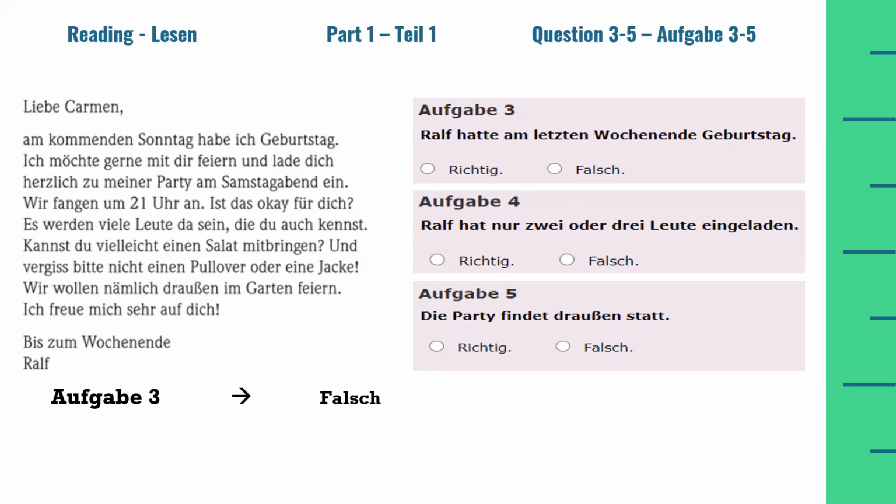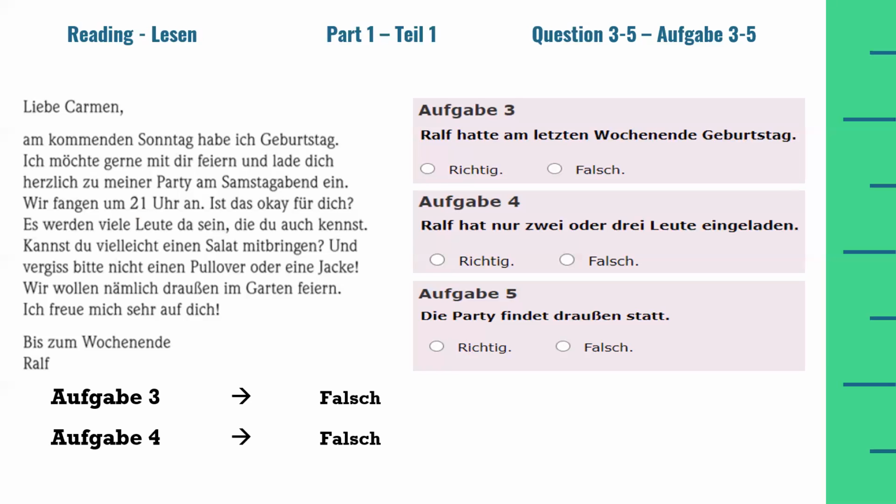Ralph hat nur 2 oder 3 Leute eingeladen. Ralph has invited 2 or 3 people. Now, we look at the letter and see where we can find about the number of people he has invited. Here it says, es werden viele Leute da sein, die du auch kennst, which means there will be a lot of people who will be coming to the party. Therefore, this statement is also wrong. He hasn't invited just 2 or 3, rather he has invited many people.